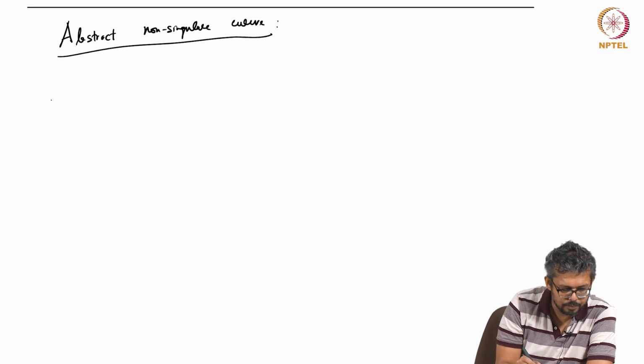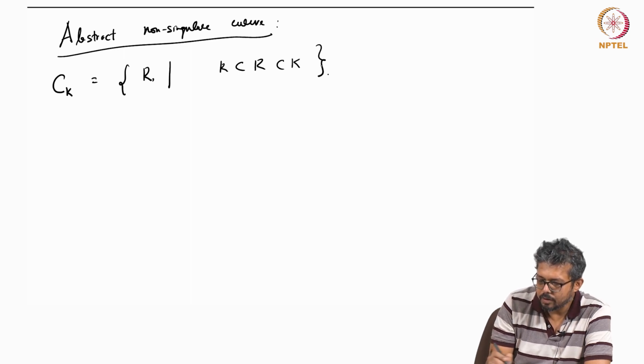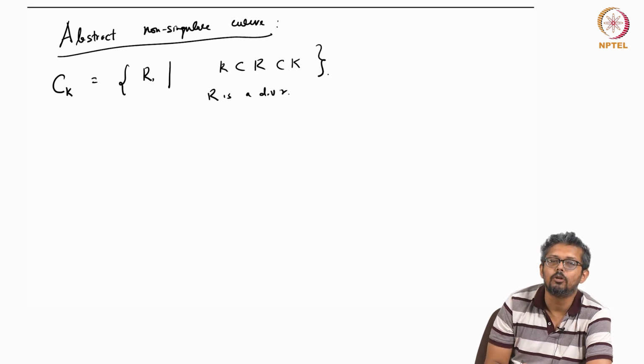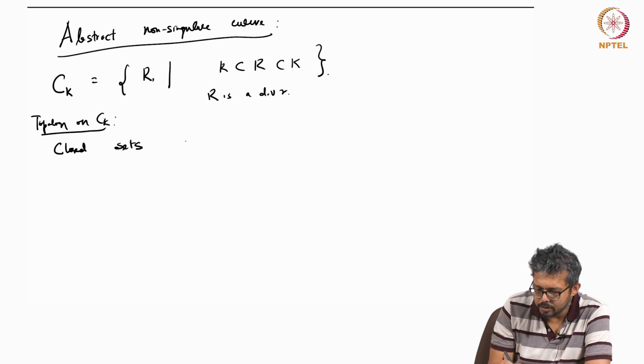Okay. So you have this set Ck, which is the set of all DVRs containing R, where R is a DVR. On this set, you give the cofinite topology. What is the meaning? That means that the closed sets are finite sets. So closed sets are finite sets.